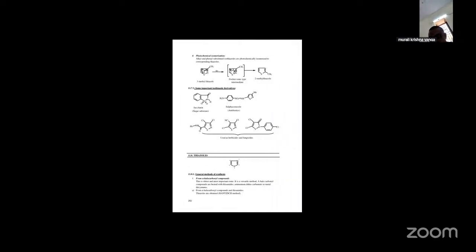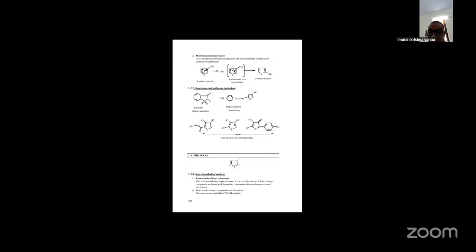And here, photochemical isomerization: isothiazole converts into thiazole, 3-methyl isothiazole to 2-methyl thiazole. Some important isothiazole derivatives act as antibiotics: saccharin contains an isothiazole moiety, and sulfasomizole. So some fungicides are there here.